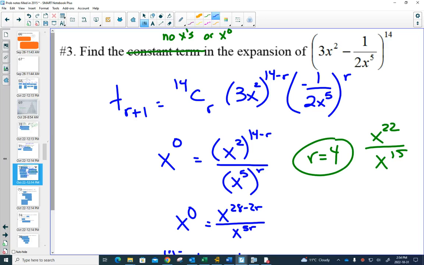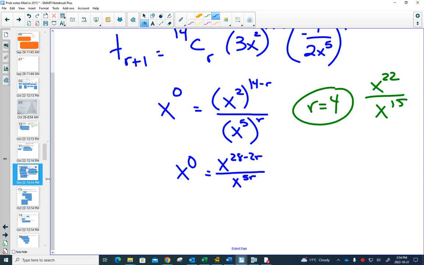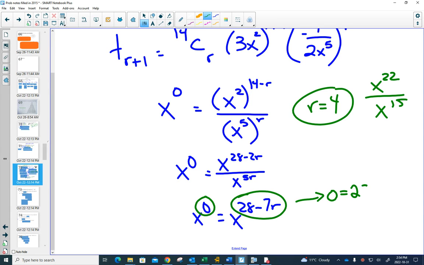And then I have another exponent rule that says, if I have a power divided by a power, what can I do to the exponents? I can subtract the exponents. So then I would get x to the 28 minus 2r minus another 5r would be minus 7r. And once you get to this stage, if the bases are the same, the exponents would have to be the same. So then we could just go from here and say, well, it's obvious then that 0 has to equal 28 minus 7r, add 7r to both sides, divide by 7, and I get r equals 4.